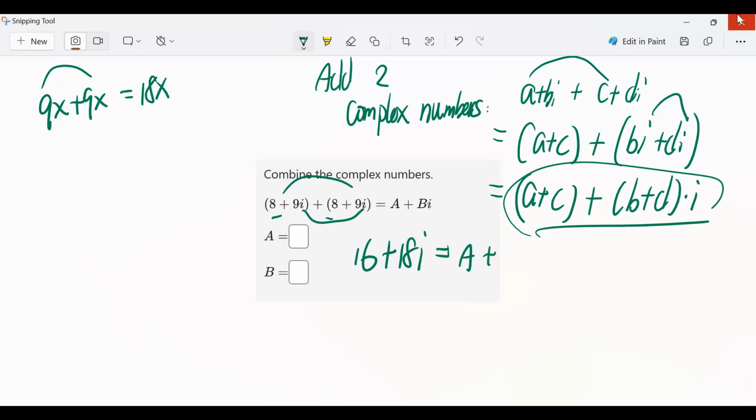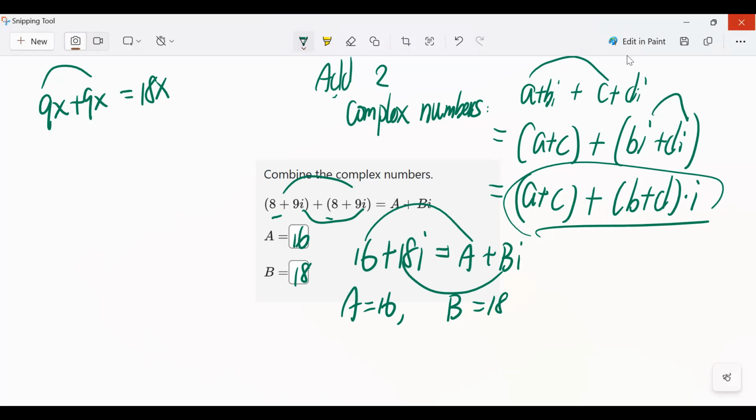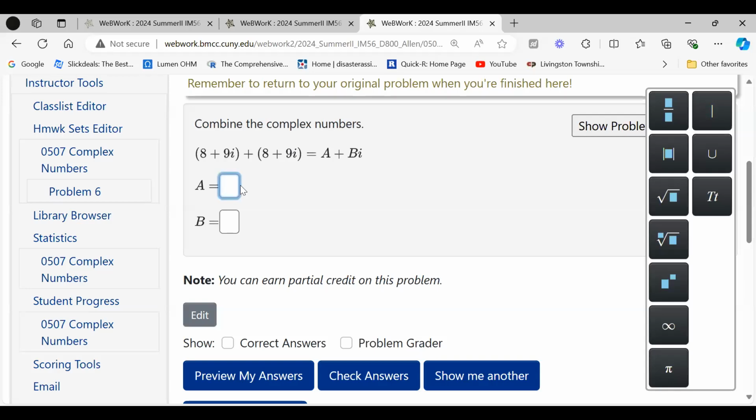On the right-hand side, a plus bi. Now they are equal to each other, so the real parts are equal to each other. a equals 16, and b equals 18. The complex parts are equal to each other. So 16 and 18. But you should add them first, right? Adding them first, and then put it together. 16 and 18.